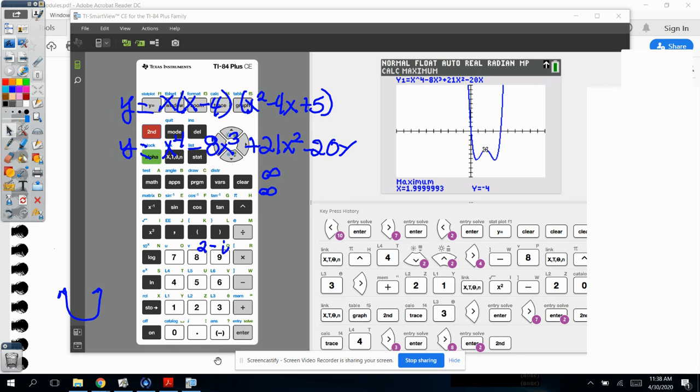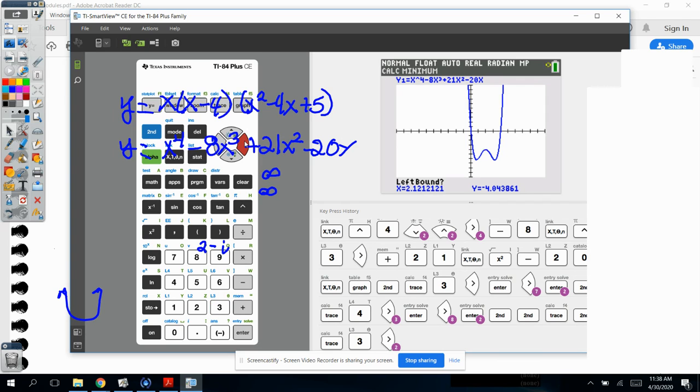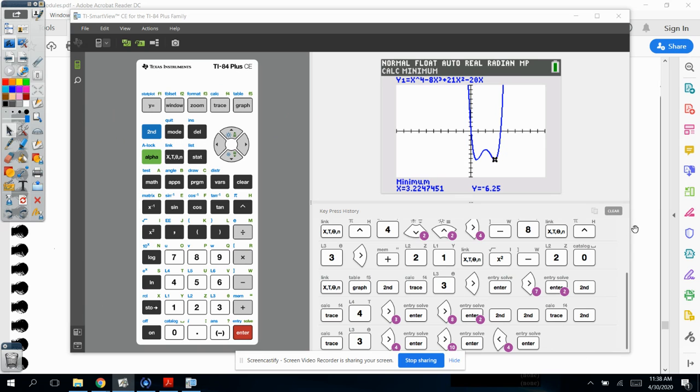Second calculate. I don't know if I hit it or not. Second calculate. There we go. Minimum. I can start looking wherever. Enter. Oh, hit it too many times, but it's okay. And then I go back over to my guess. And it looks like 3.2, -6.25. Yeah, so those are the relative max, and those are the absolute minimums, because this graph actually does have a minimum.